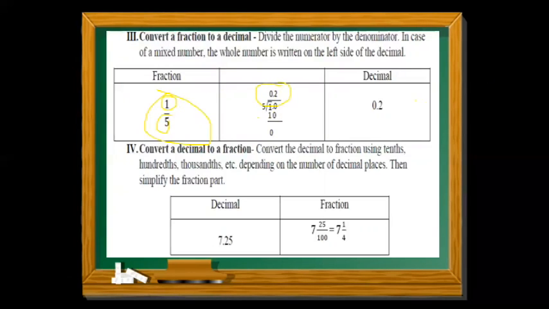1 over 5 is also equivalent to 0.2. So i-divide lang natin siya. Kapag cannot be divided, so we will just add 0. But the decimal will still remain the same. Okay? Kung saan lang siya, dun lang siya.